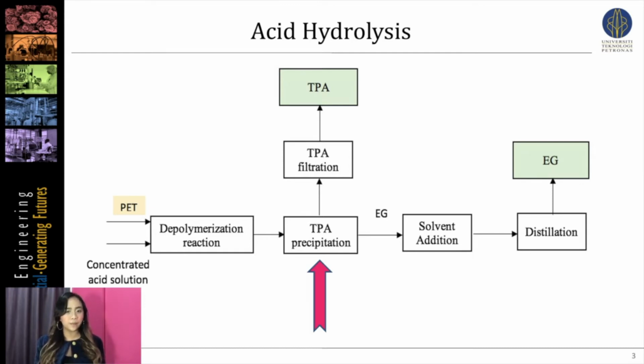To purify the TPA, the mixture is added with other acid to convert the sodium terephthalate into crystalline TPA and the precipitate is filtered. In the last step, the remaining mixture is mixed with organic solvents such as trichloroethylene where EG are soluble. The two phases are then distilled to recover the EG and the trichloroethylene to be recycled back to the process.